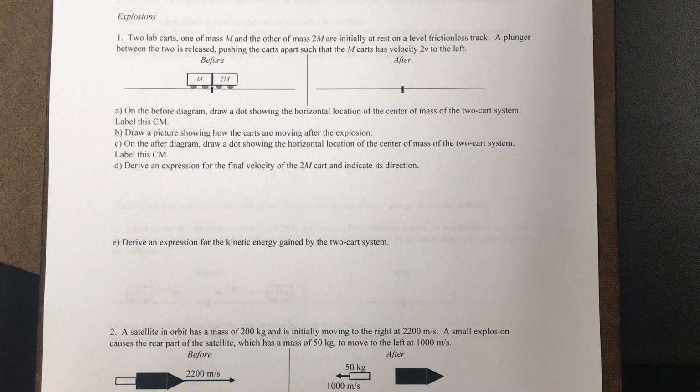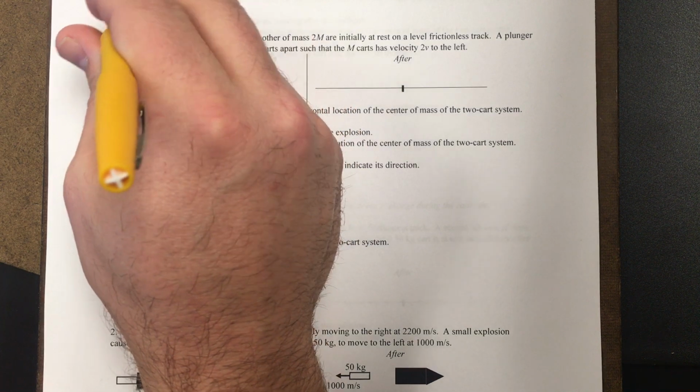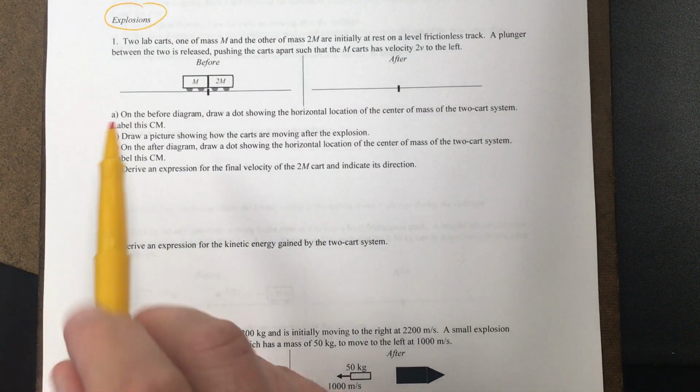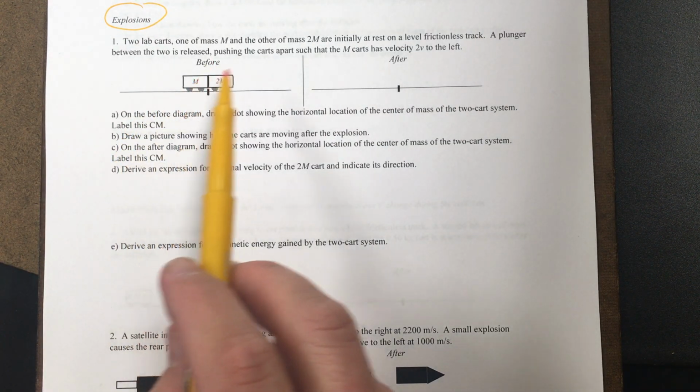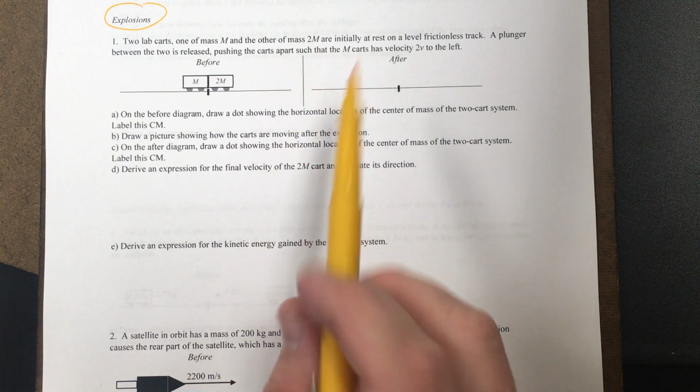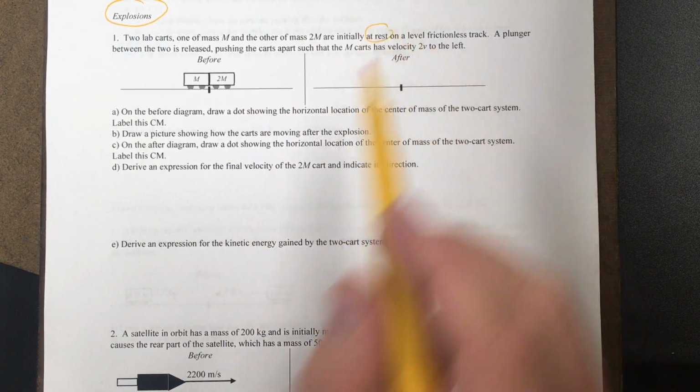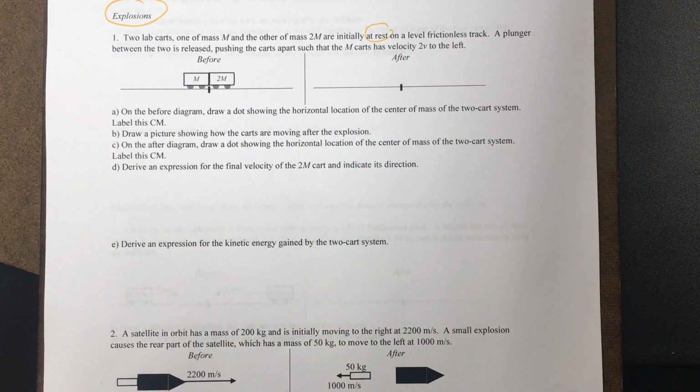So we're going to work the first example from the conservation of momentum examples together. In this example, which is an example of an explosion, we have two lab carts, one of mass m right here, and the other of mass 2m, which are initially at rest. At rest is kind of an important thing to note. On a level frictionless track, we then release a plunger between the two of them, which pushes them apart, such that the m cart has a velocity of 2v to the left.